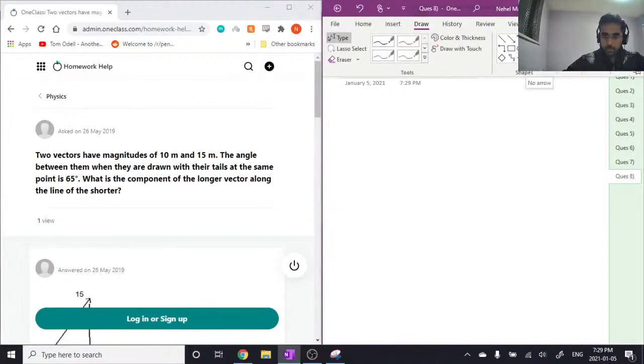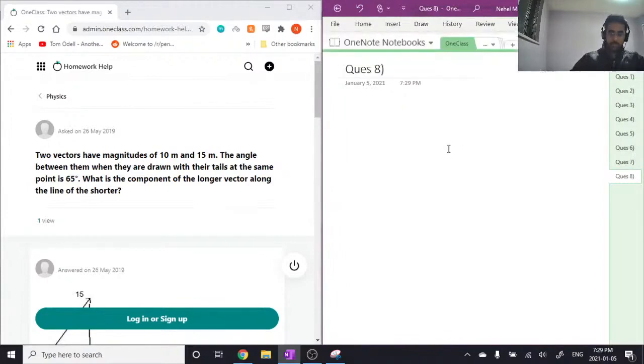So we have two vectors which have magnitudes 10 and 15 meters. So this is 15 meters and this is 10 meters. The angle between them is 65 degrees. The question is asking us for the component of the longer vector, which is the 15 meter vector, along the line of the shorter.